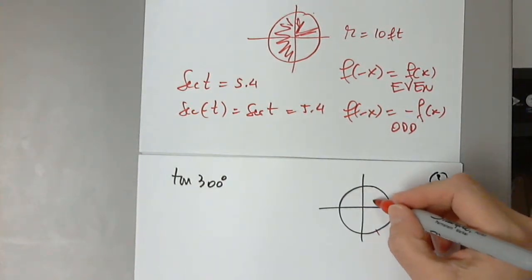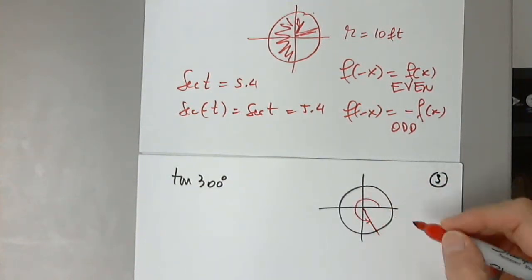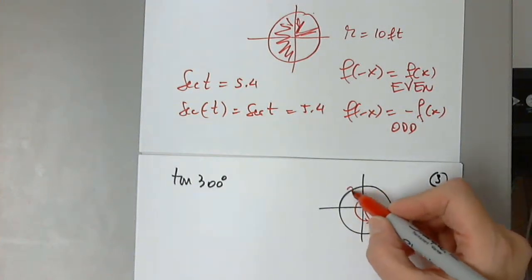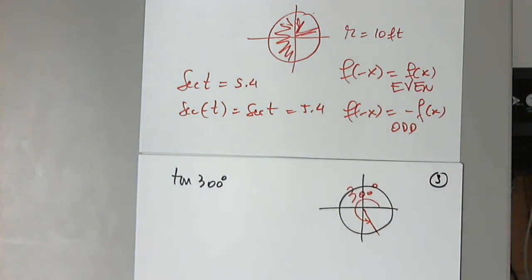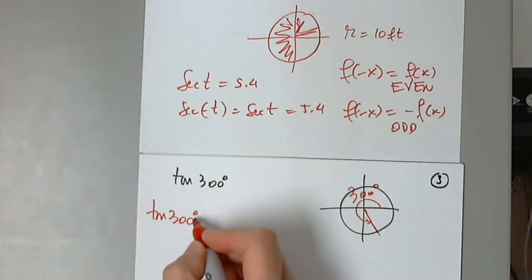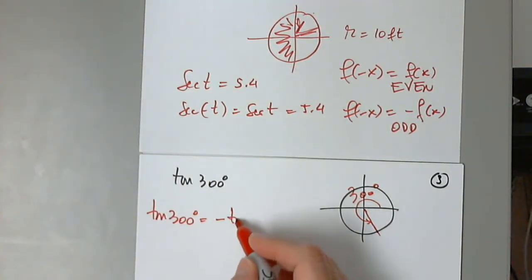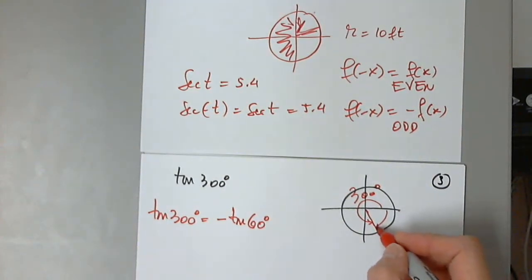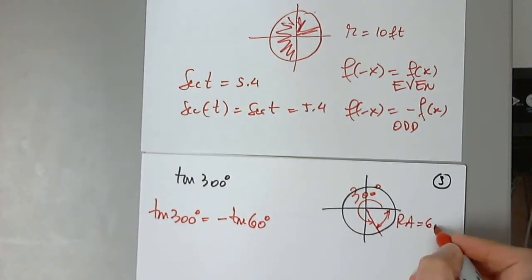This is 60 degrees shy of 360 degrees, so this is 300 degrees. You know the tangent in the fourth quadrant? Sine is negative and cosine is positive, so the answer must be negative. Therefore tangent 300 degrees is the opposite of tangent of 60 degrees, because the reference angle is 60 degrees.